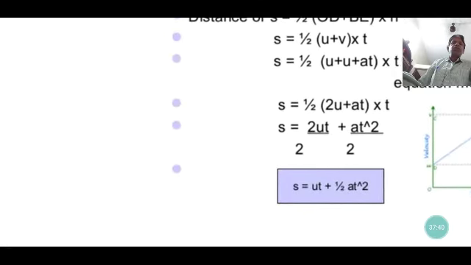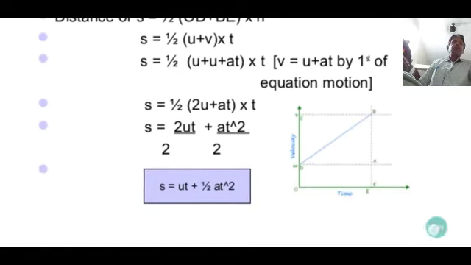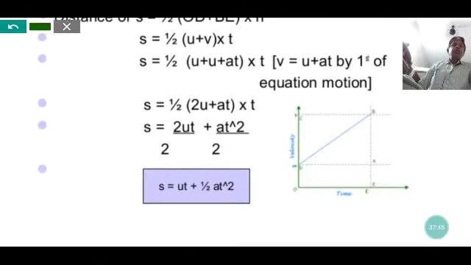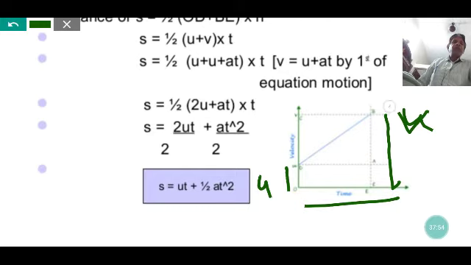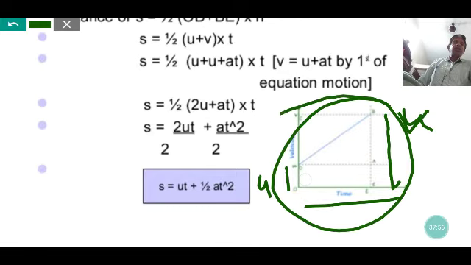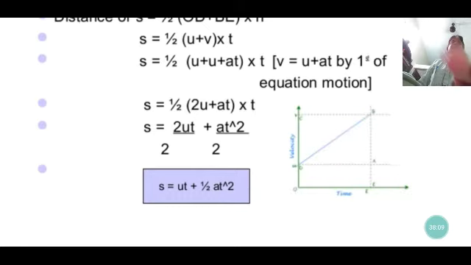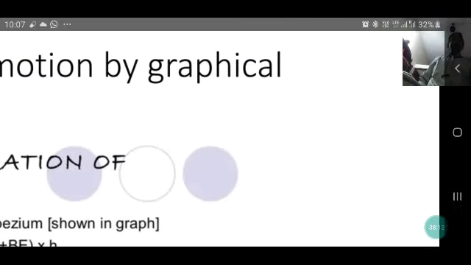That is given s is equal to ut plus half at square. Here u is the initial velocity, and v is the final velocity, and t is the time. If you find the area of the trapezium under the velocity-time graph, with velocity here and time here, we get the value of displacement covered, that is by the equation s is equal to ut plus half at square. Now, next slide.